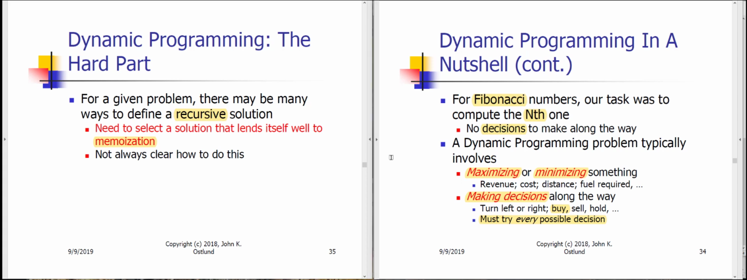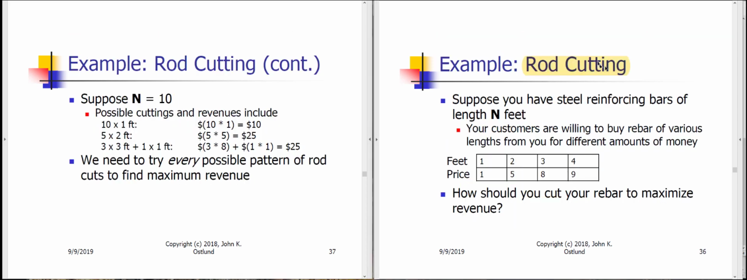Okay, so as an example, let's take a look at the problem of rod cutting. Now, you are a manufacturing company. You buy steel reinforcing bars of some length N from some supplier, and you want to sell this rebar to your own customers in a way that will maximize your own revenue. Your customers are willing to buy rebar that have various different lengths for various different amounts of money. For example, your customers are willing to buy a 1-foot piece of rebar for $1, or a 2-foot piece of rebar for $5, or a 3-foot for $8, or a 4-foot for $9.